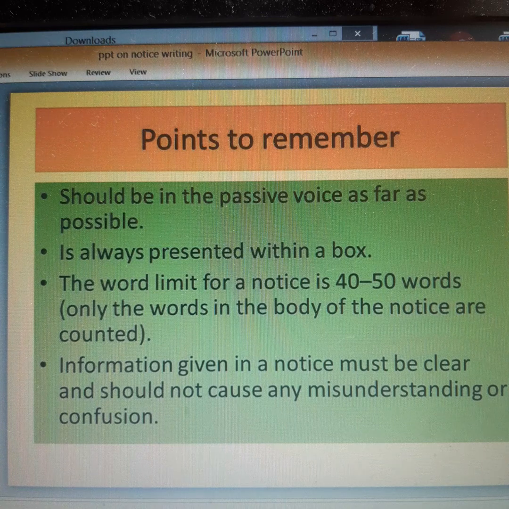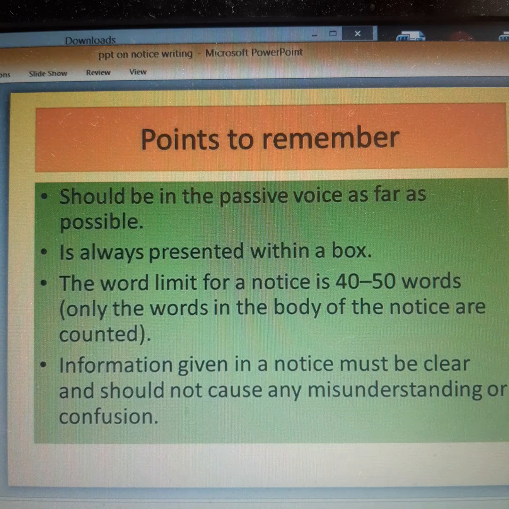So the notice should be accurate, precise, to the point. The information contained should be very, very clear. Okay, there shouldn't be any confusion, there shouldn't be any misunderstanding.